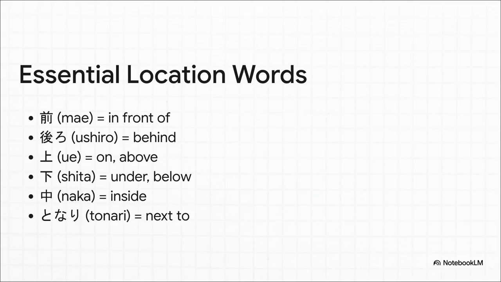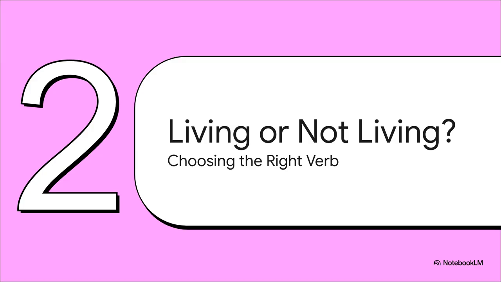Now, to make this formula work, you're going to need a few words in your toolkit. These are the essentials you'll be plugging into that location slot. We've got mae for in front of, ushiro for behind, ue for on, shita for under, naka for inside, and tonari for next to.